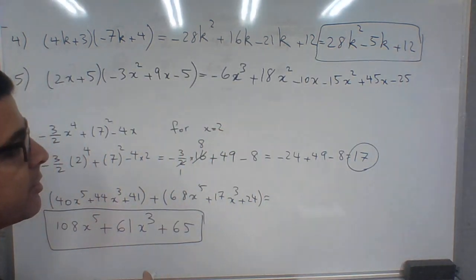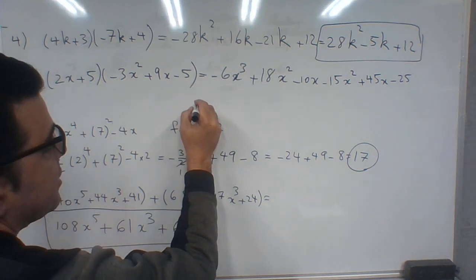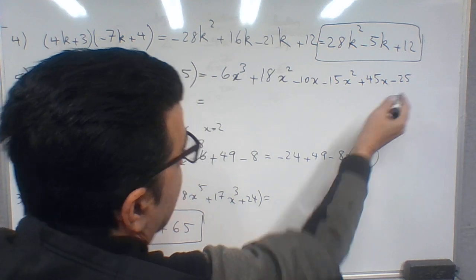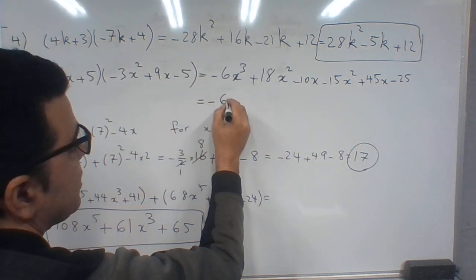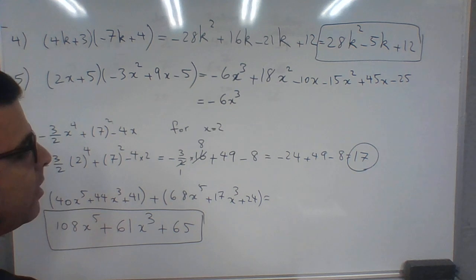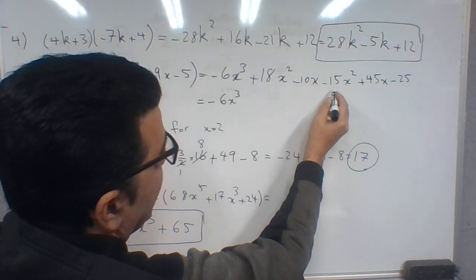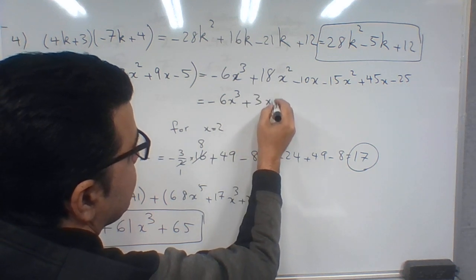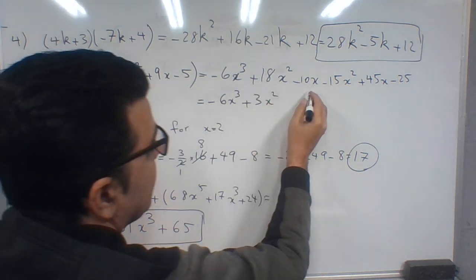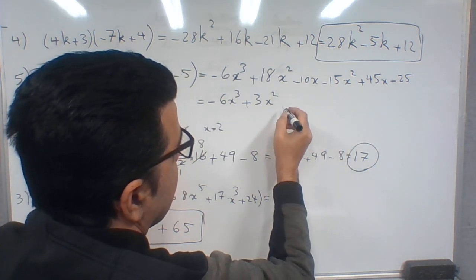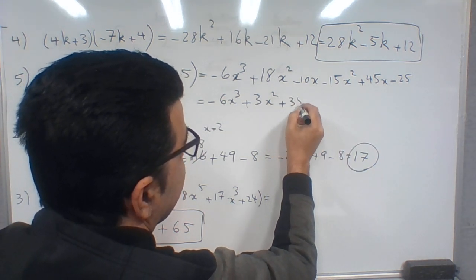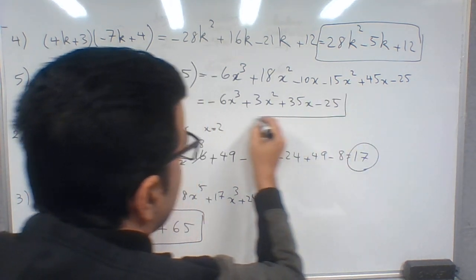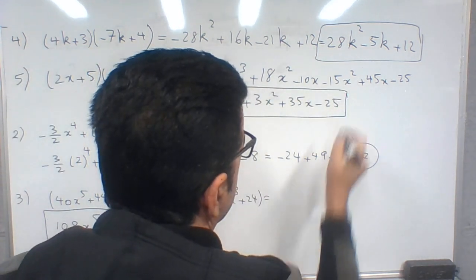Now add similar terms. How many x cubed do we have? There's x cubed, x², x², and 1. So only 1, negative 6x cubed repeats. And then 18x² minus 15x². 18 minus 15 is 3x². And then minus 10x plus 45x, so it is plus 35x. And only 1 negative 25. So this will be the final answer.